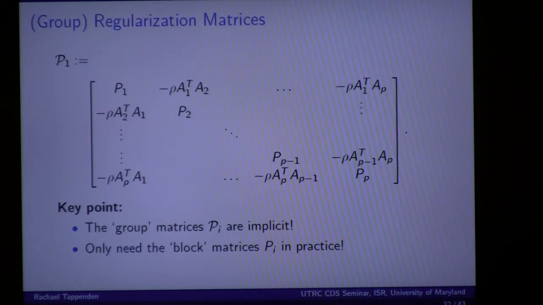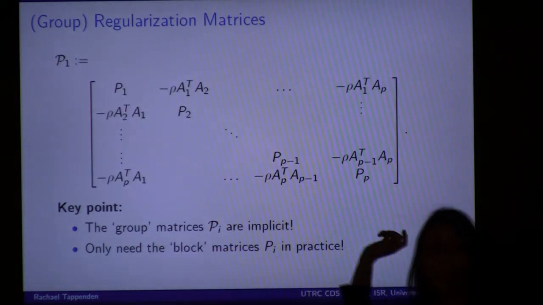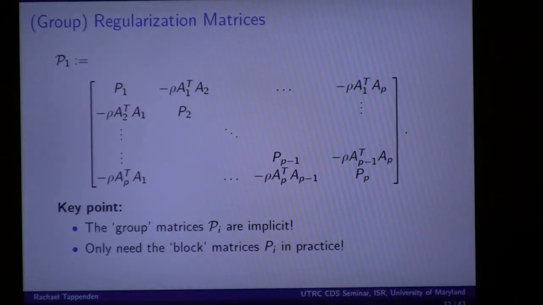You're also probably going to say, oh, this is a big matrix. But you don't have to form this explicitly. All you need is just these individual block regularization matrices. So I use this in an implicit sense to cancel off terms in my augmented Lagrangian, but I don't use them in practice. I just use these blocks along the diagonal. So I'm no more expensive than the Jacobi method that I said was really good to begin with.